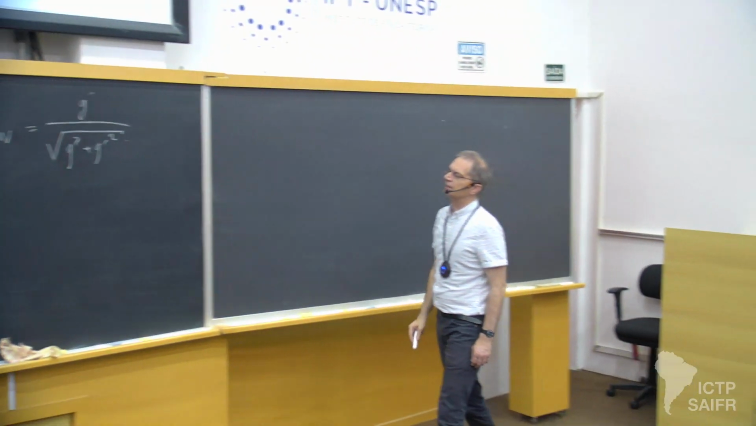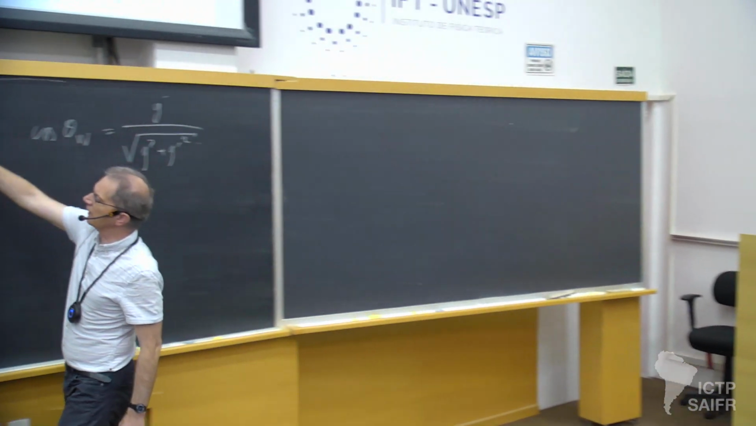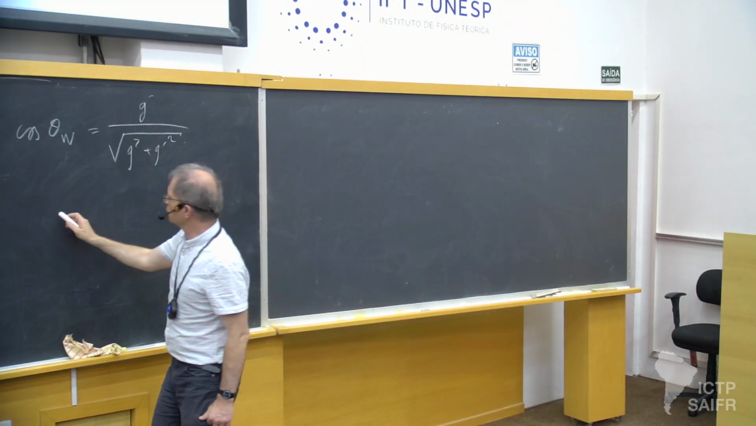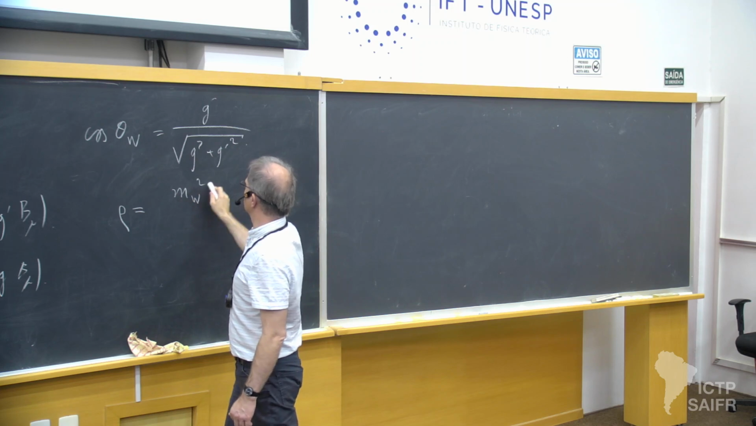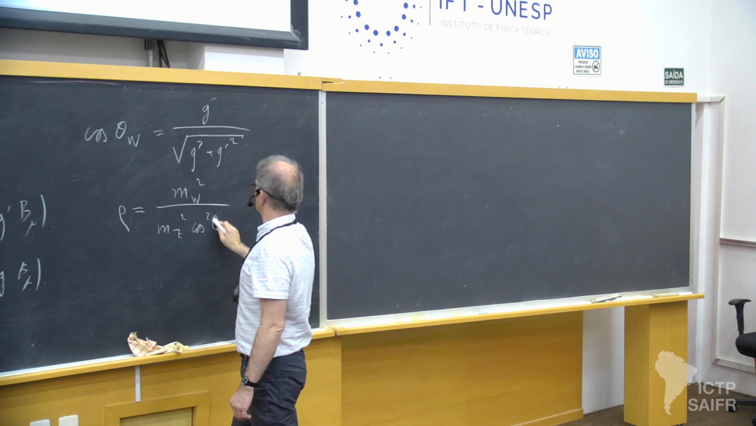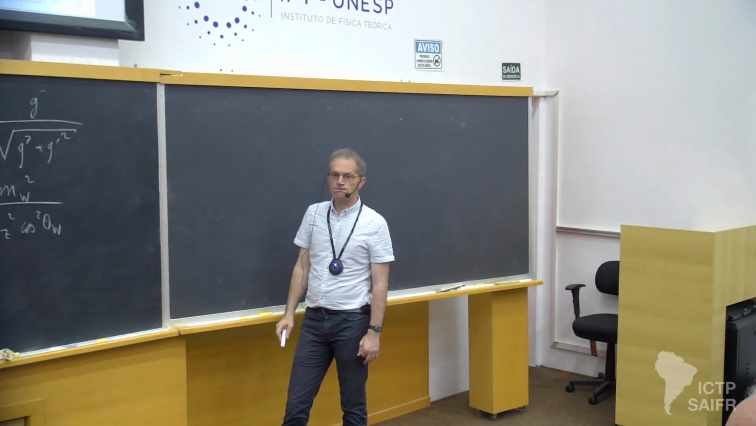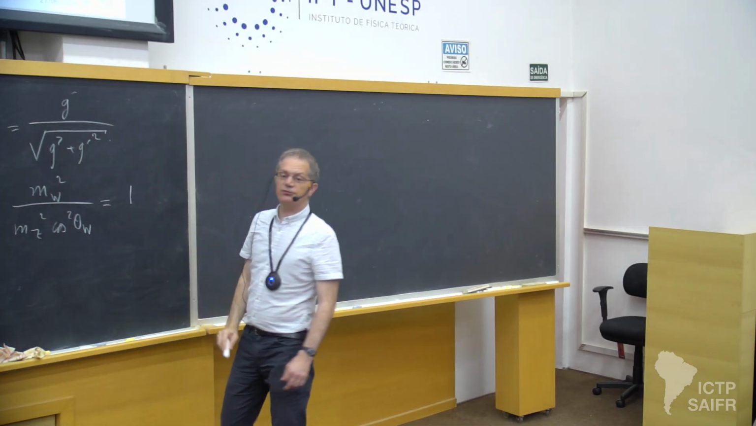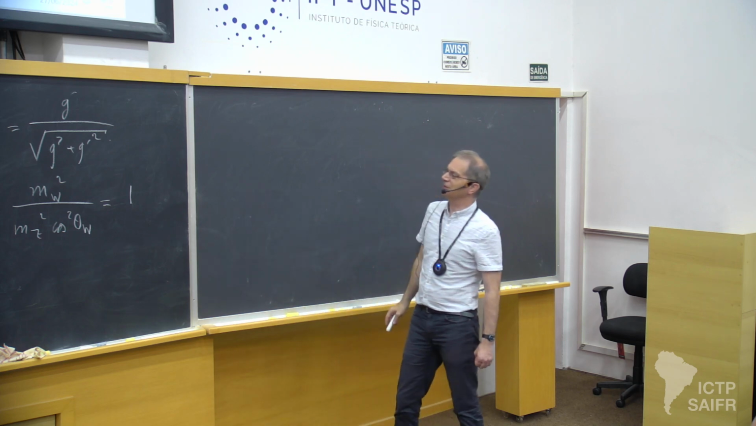So now, look at this expression here. You have the mass of the Z, the mass of the W, the cosine of theta W. So you can compute what is called the rho parameter, which is the ratio of the mass of the W divided by the mass of the Z times the cosine squared of theta W. So now it's a very complicated computation, and you find 1. I think I haven't made any mistake here.